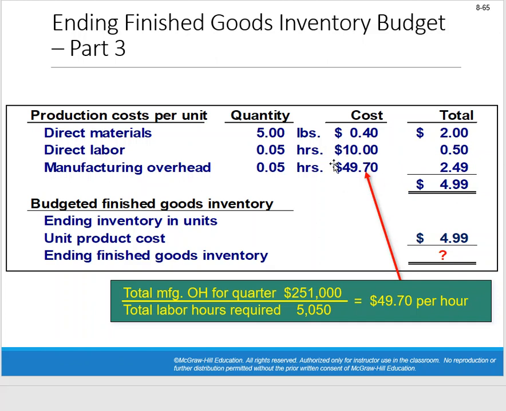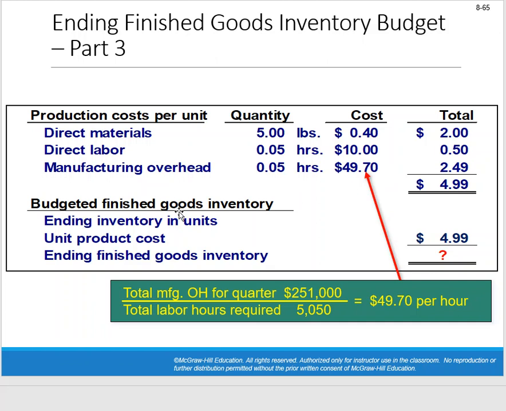To me, this 49.70 part, I think that's one of the hardest parts of doing the entire budgeting process, is connecting that, understanding that from your MO budget and computing your predetermined overhead rate and knowing to put that in here to compute your production cost per unit. I think that's tricky. So these slides are definitely ones worth marking and reviewing.